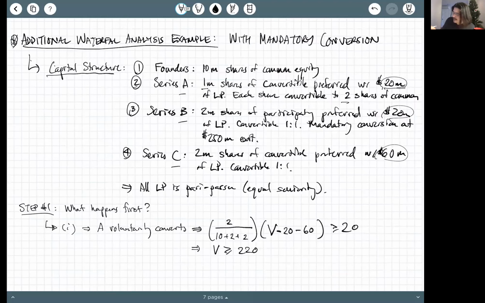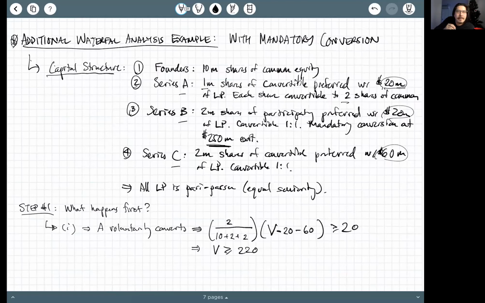So by the way, when we look at this, we automatically know that Series B is not going to mandatorily convert before Series A converts, because Series B is only forced to convert at 250. So we don't even need to check the condition: does B convert first? They never would convert before 220, because if you're participating preferred, you would rather never convert. Participating preferred gets the benefits of both liquidation preference and conversion.